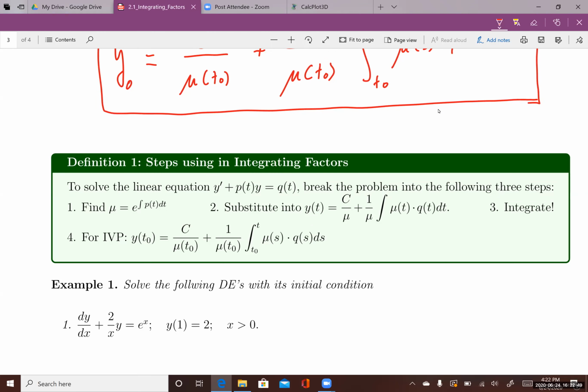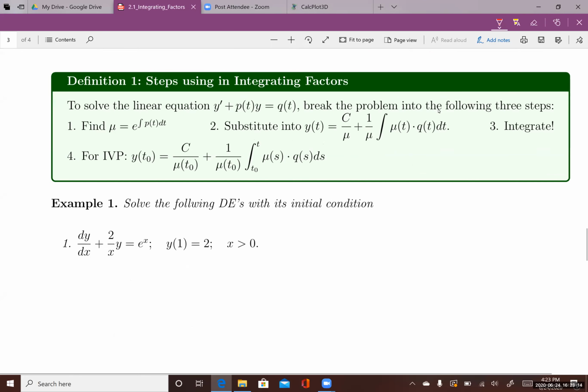If you have an initial value, then you plug t0 in for t. And if you are using definite integrals, you want to integrate these functions from t0 up to t, and replace the variable t inside these integrals with a different name, let's say s. All right, let's do an example.